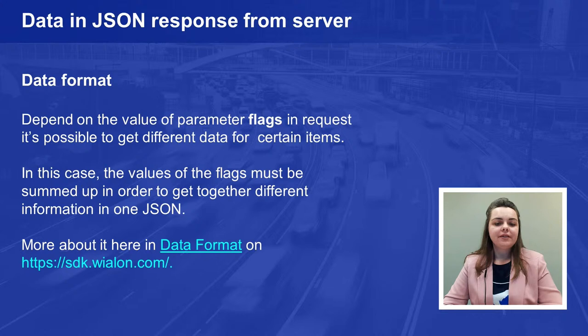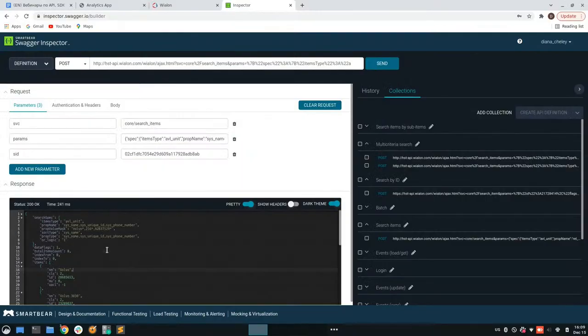You can find the description of all these values in the chapter Data Format in the documentation. We will also give the link to it in the description below the video. Let's look at some examples I will show you on my screen. I will use the special tool Swagger Inspector.